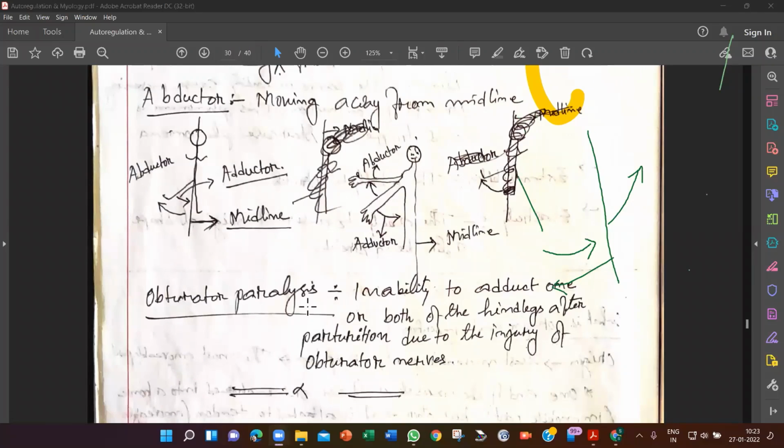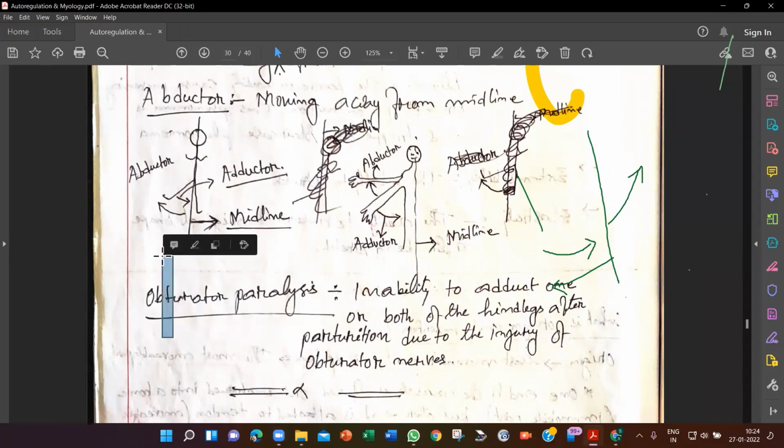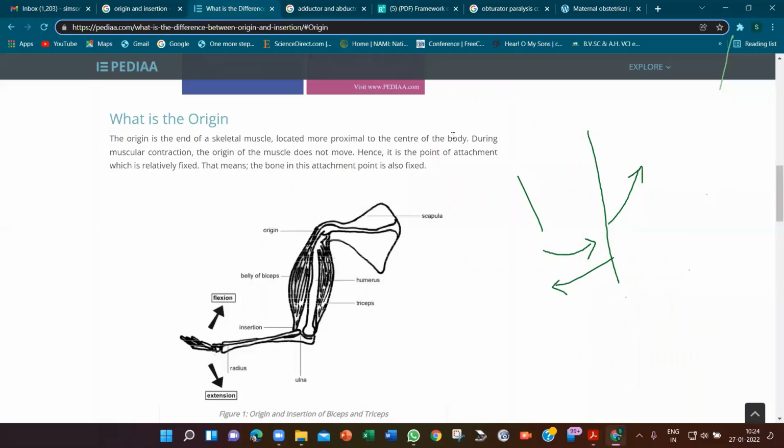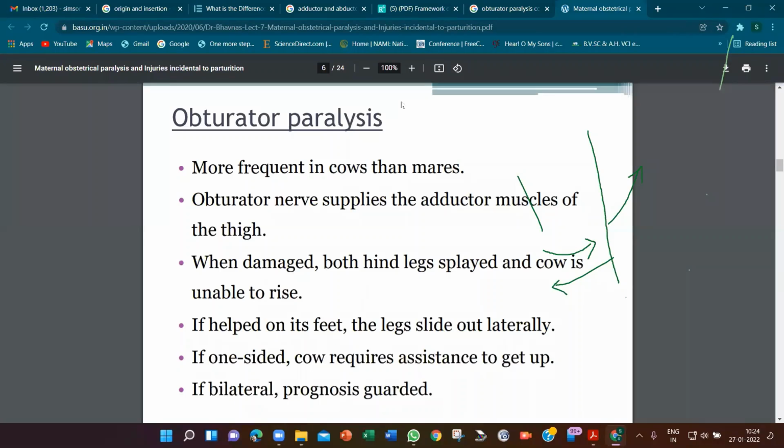Then obturator paralysis. What is obturator paralysis? We will see in the diagram. It is the inability to adduct one or both of the hind legs after parturition due to injury of the obturator nerve. This obturator nerve supplies the adductor muscle, whose function is to move the leg toward the midline. So after parturition, the animal cannot bring the leg back to the position, and they fail. That is obturator paralysis, because the nerve is not functioning because of pressure or some injury in the nerve.